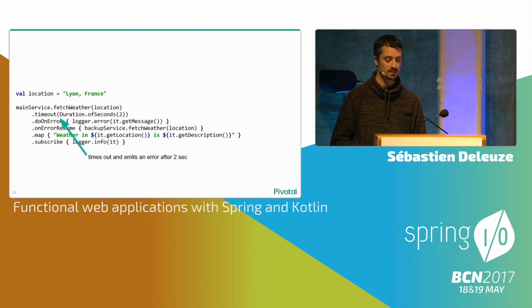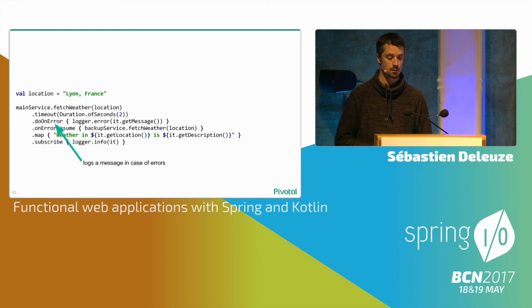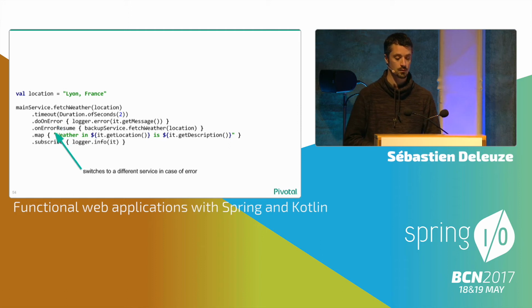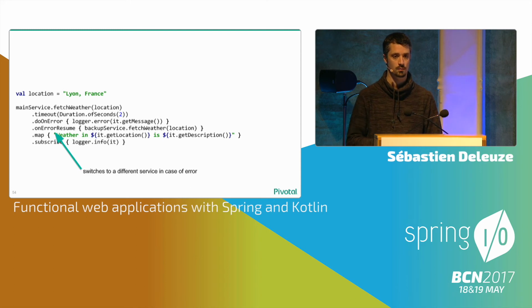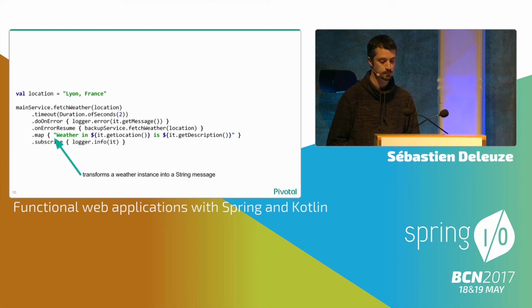Then we define that if there is no answer before 2 seconds, we emit an error. When there is an error, we print that in the logs. And we are going to call a backup service. We can imagine that the backup service is a local one with outdated data, but we are sure to be able to reach it. Basically, if there is no answer before 2 seconds on the main service, it will fall back on the backup one.